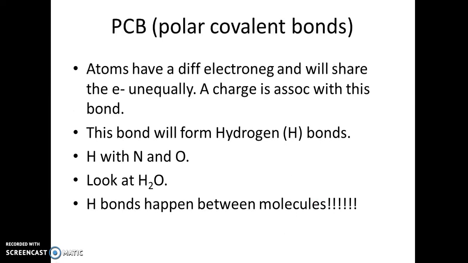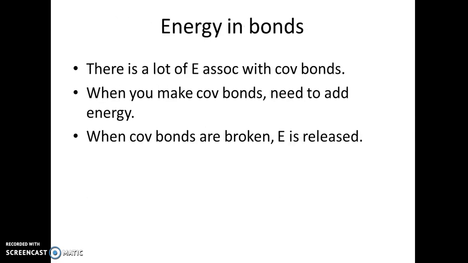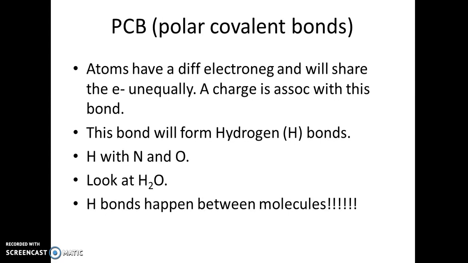Polar covalent bonds, atoms have different electronegativities and share the electrons unequally. A charge is associated with that. Now, this charge can form a hydrogen bond, which we'll talk about next time. So hydrogen has a low electronegativity, where nitrogen or oxygen have higher electronegativity. We're going to specifically look at water and what happens between water molecules. So here's water, which we're going to talk about that later.